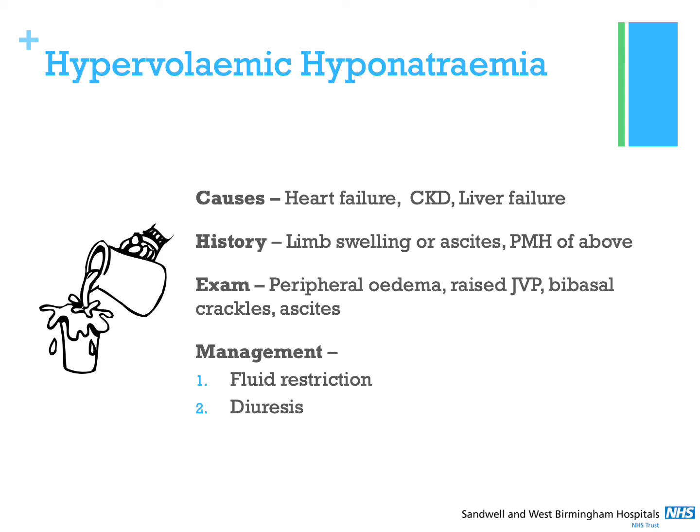The next cause which I'm going to look at, I'm going to skip euvolemia and come to that next. We're going to look at hypervolemic hyponatremia, so hyponatremia in a fluid overloaded state. And the most common causes of a fluid overloaded state would be heart failure, kidney failure, and liver failure. The history, they may have a past medical history of any of the above, and they may also present with limb swelling. On examination, you'll probably find peripheral edema, a raised jugular venous pressure, bibasal crackles, and possibly ascites, especially in the context of liver failure.